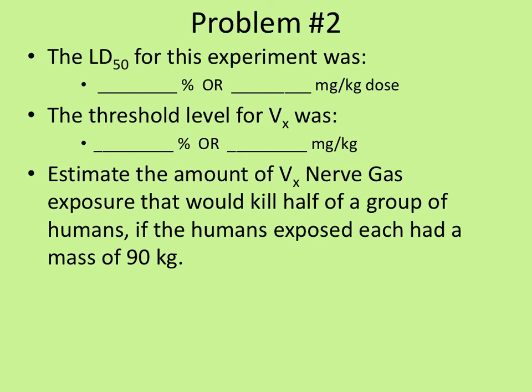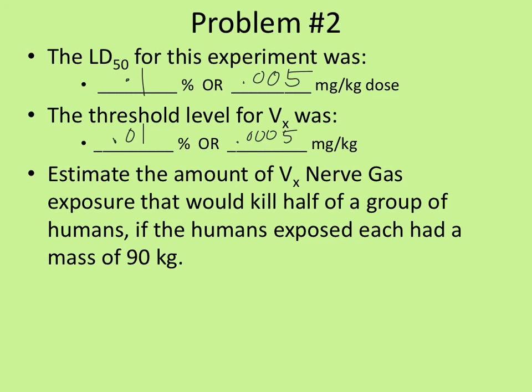So I get that the LD50 was 0.1%, or that equates to 0.005 milligrams per kilogram dose. The threshold level was at the next lowest concentration, so that's the 0.01% or the 0.0005 milligrams per kilogram.